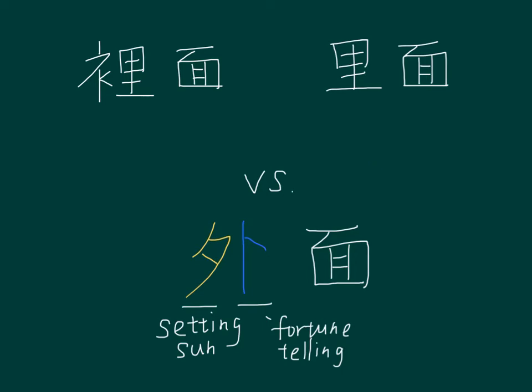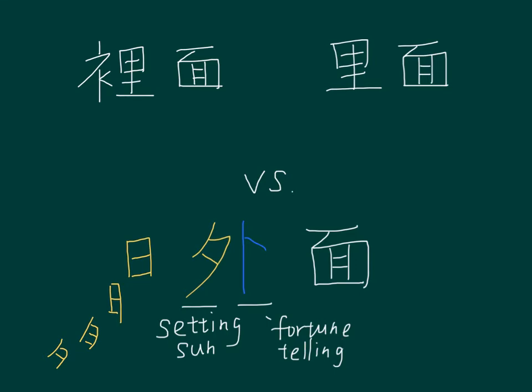Now let's take a closer look at the character 外. On the left side of the character, this is how you write a sun, right? But imagine the sun is setting, and then it's going down. So it turns out to be looking like this. Setting sun. And the right side of the character means fortune telling. So this is the radical that indicates telling fortune.